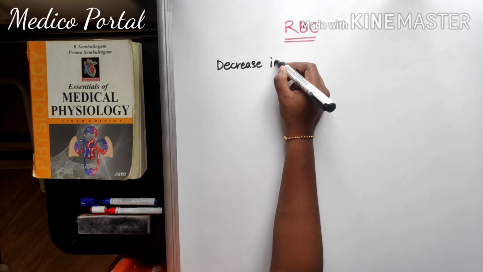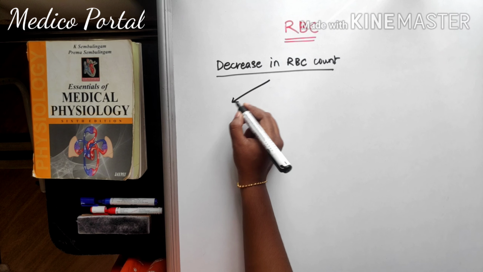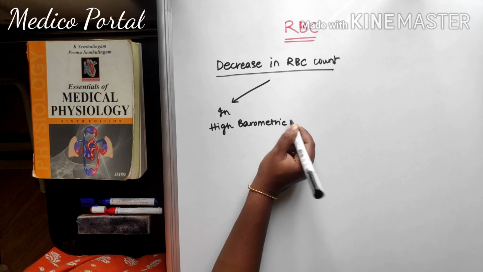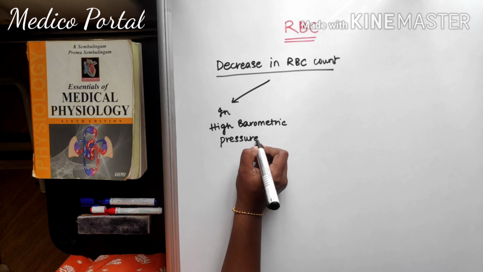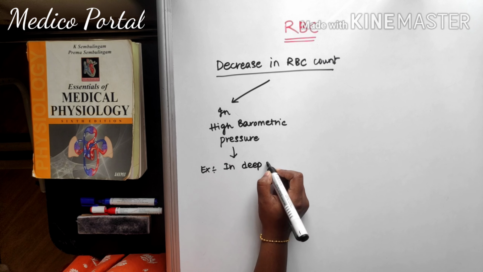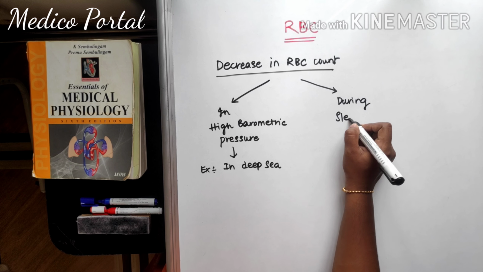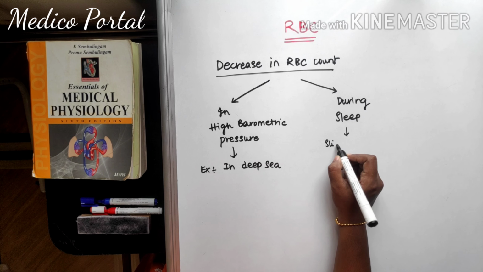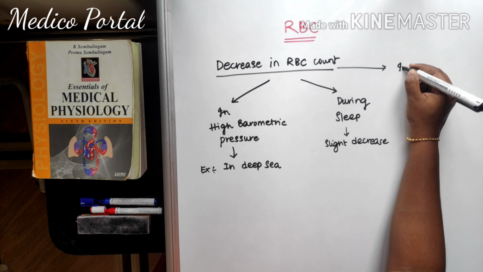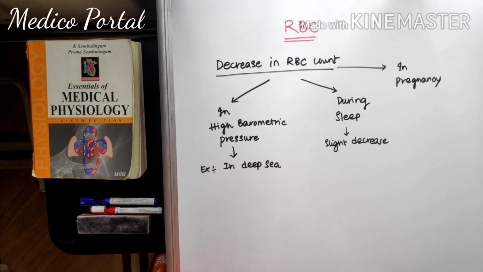Coming to the next important category where the decrease in RBC occurs. This decrease in RBC occurs in three main conditions. In high barometric pressure conditions, where is this high barometric pressure present? In deep seas or in places below the atmospheric level, in high pressure. And during sleep, the normal functions also decrease, and also the RBC count. And in pregnancy conditions, the RBC count also decreases.